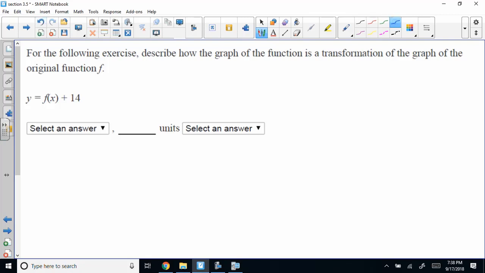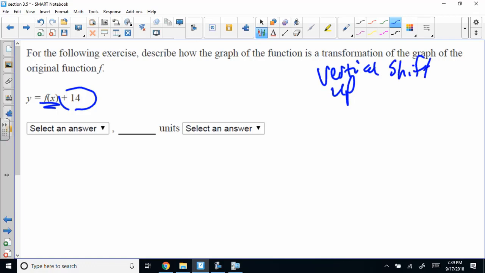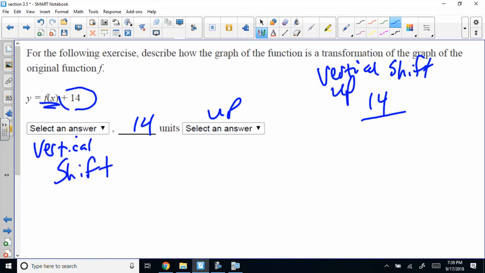What about this one? What's happening here, guys? Here's your basic function. It's going up. It's vertical. Shift up 14, right? I think it's like that. Vertical shift, 14 units up. At least I hope it is. Okay, any questions?